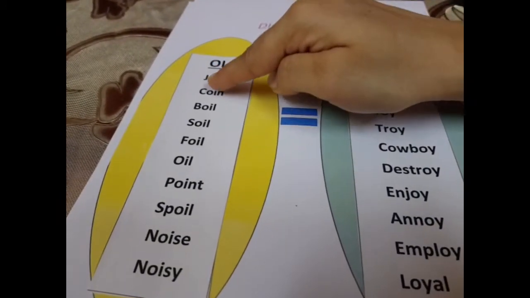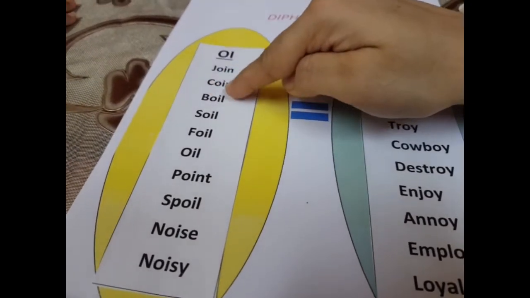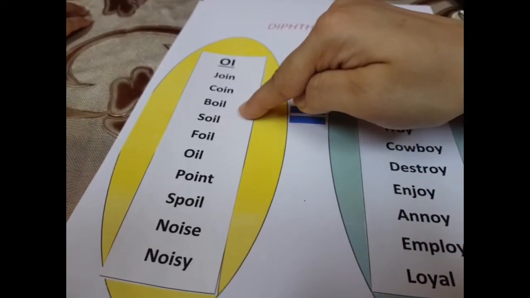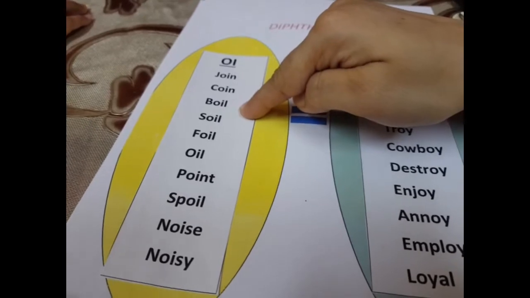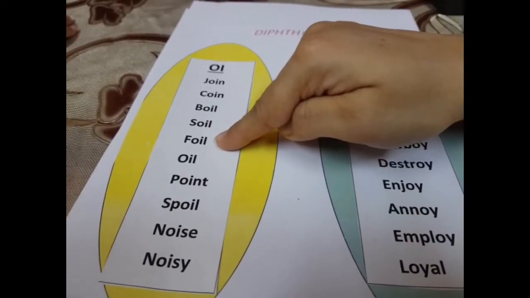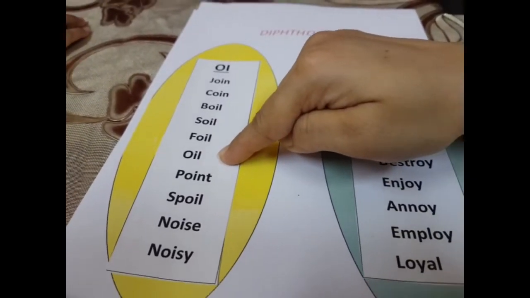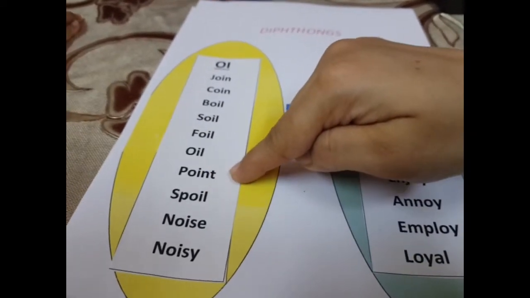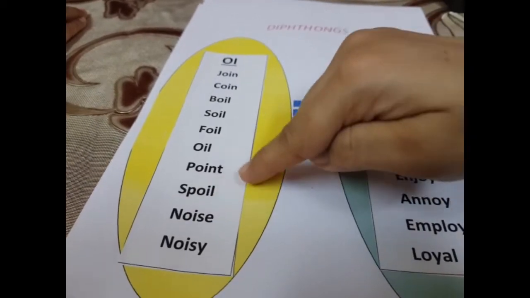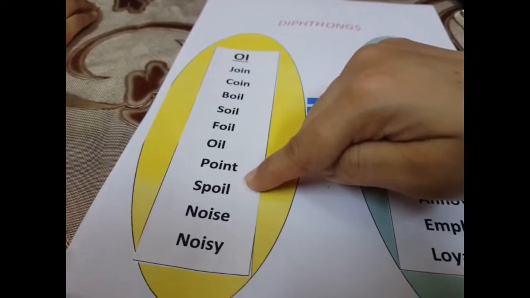Now look here. What is JOIN? Join. Very good. COIN. Coin. Very good. BOIL. Boil. Very good. SOIL. Soil. Very good. FOIL. OIL. Oil. Very good. POINT. Point. Very good. SPOIL. Spoil. It ends with the L sound.